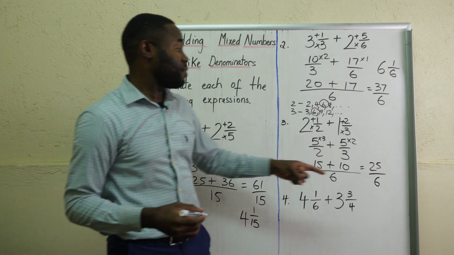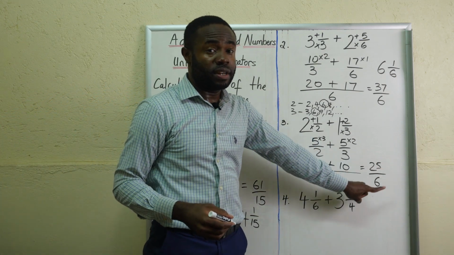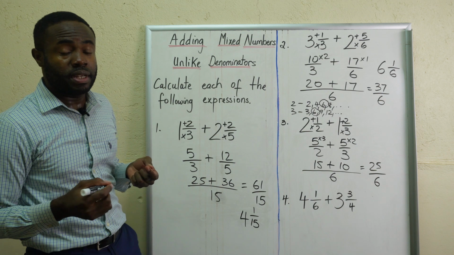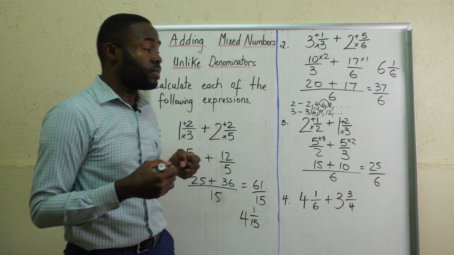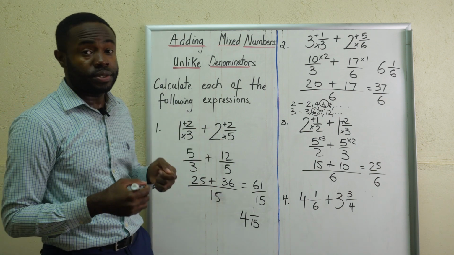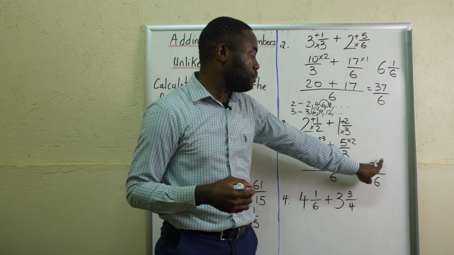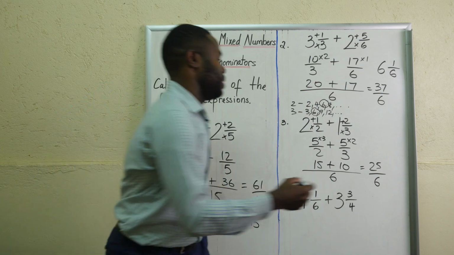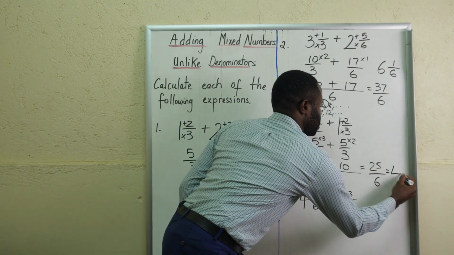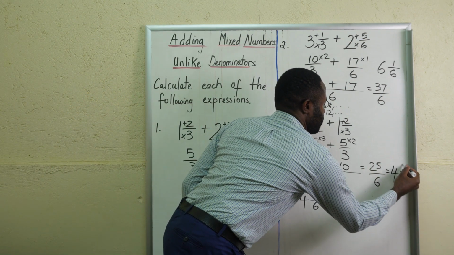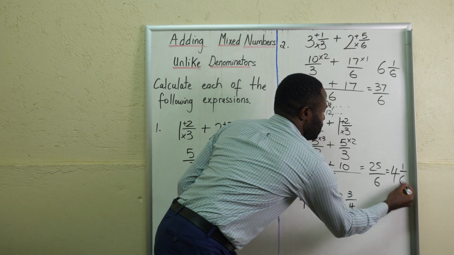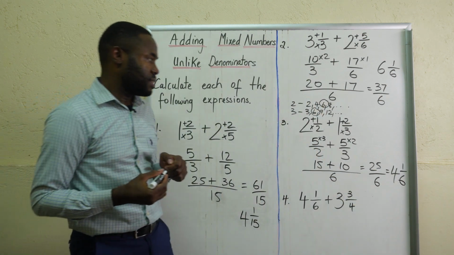Again, we end up with a fraction where the numerator is larger than the denominator. That simply means it is an improper fraction. And improper fractions can be converted to mixed numbers by simply dividing. So 6 into 25, that goes what? 4 times, and that will leave a remainder of 1, and then we put back our denominator, which is 6.